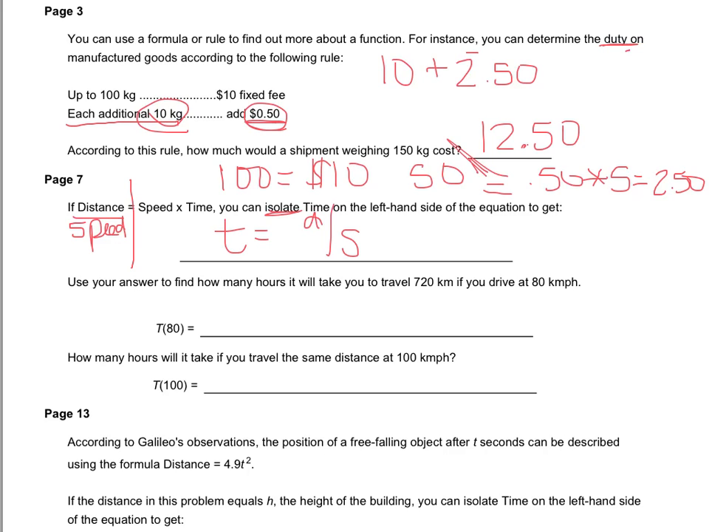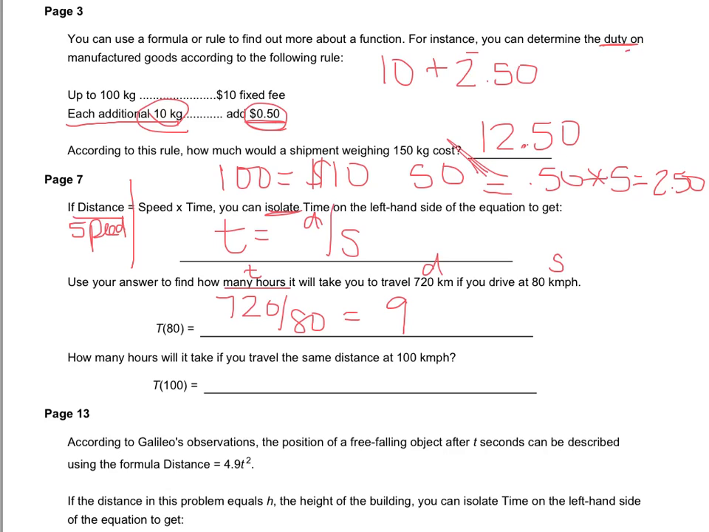So if I wanted to find out how many hours, that would be time, it took to travel 720 kilometers, that's a distance, at driving 80 kilometers per hour, that's a speed. So we would say that the time of 80 equals our distance of 720 divided by our speed of 80, and 720 divided by 80 is 9.